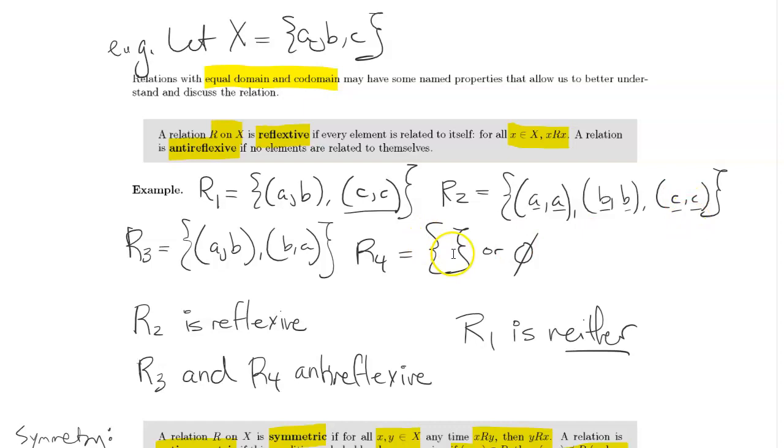For kind of a dumb reason, R4 is both as well, because I am able to find the inverses of every pair in this relation, because there are no pairs in this relation. And meanwhile, any time I can find the inverse, the entries are the same, again, because there's nothing in here. There's nothing in here to keep my relation from being symmetric or anti-symmetric.